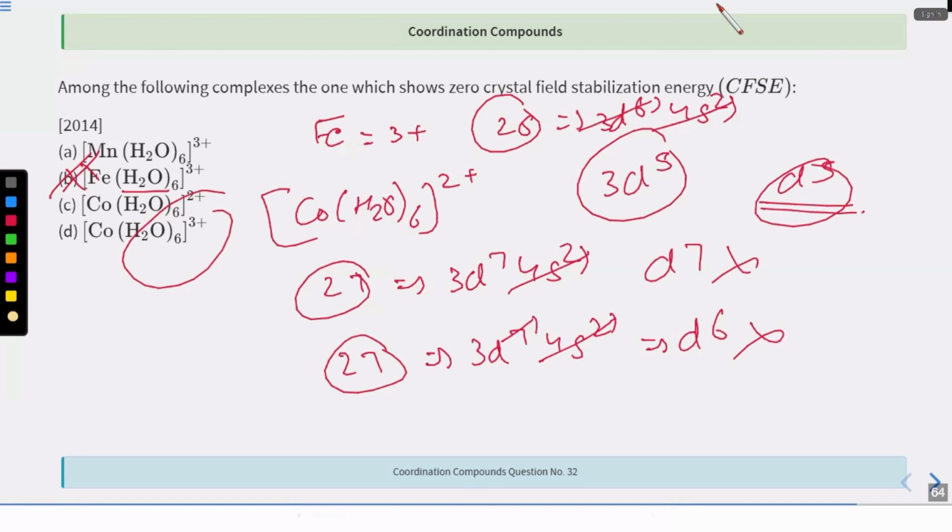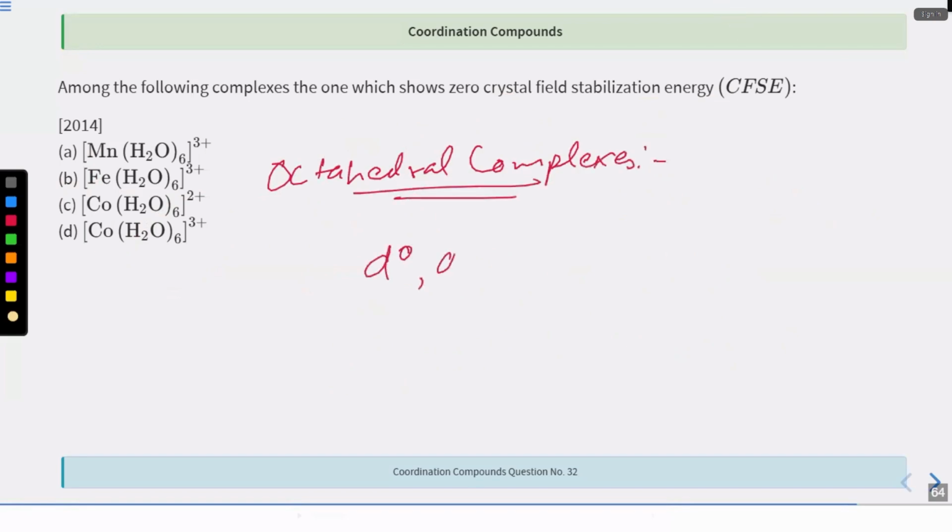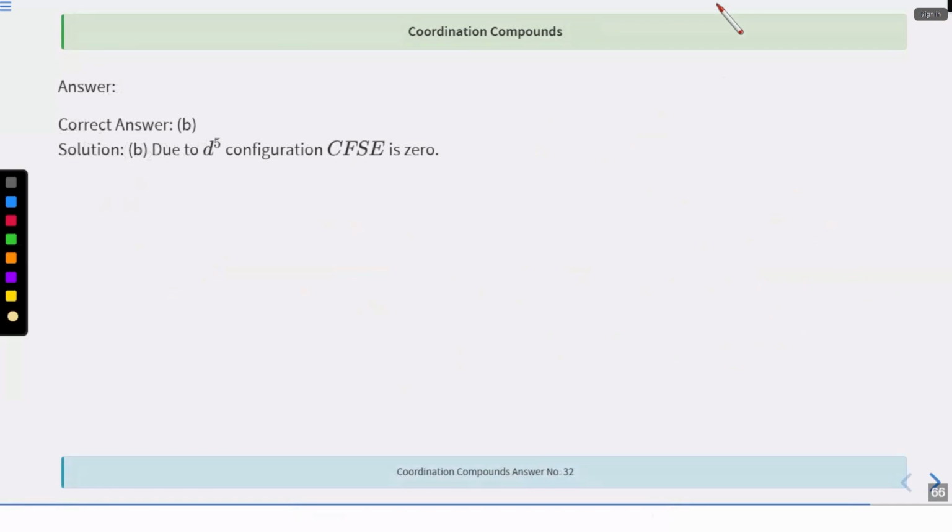So the right option is Fe. Please remember this thing that in case of octahedral complexes, d0, d5, and d10 are 0 CFSE. Cool. I hope you got that. Let's move ahead. Question number 33.